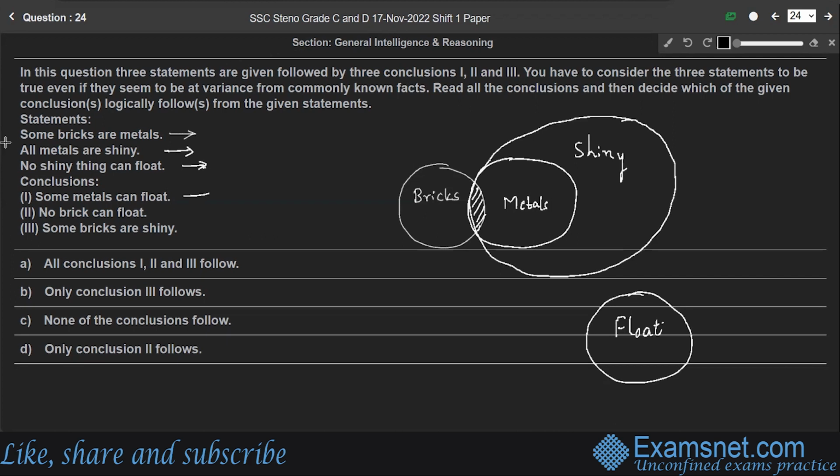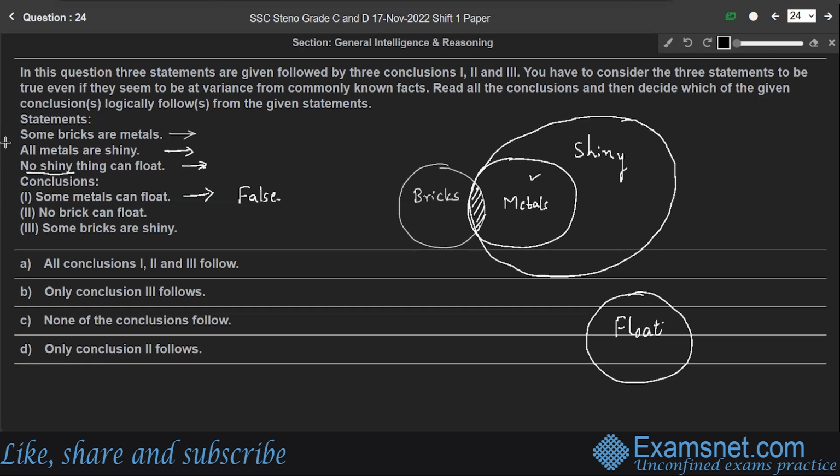So now come to the conclusion part. Some metals can float. Since the set of metals is included in the set of shiny, no metal can float, because of the third statement, no shiny thing can float. Therefore, some metals can float is a false conclusion. No metal can float.